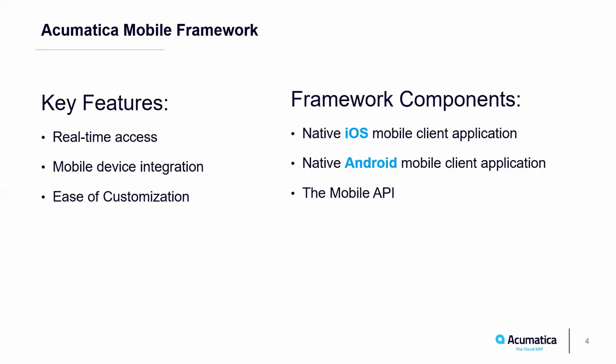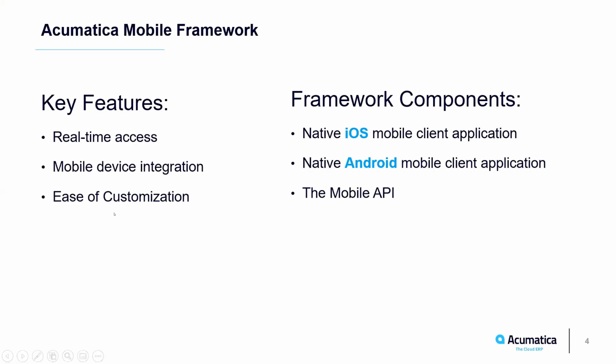Okay, so the Acumatica mobile framework is a modern web development platform that provides key features. For example, the Acumatica mobile application connects to your ERP instance in real time, so users always have access to up-to-date information. Any Acumatica ERP functionality can be exposed on a mobile device. And also, the mobile application uses the capabilities of the mobile device, such as the camera, which is used in the scan functionality that we will see later today.